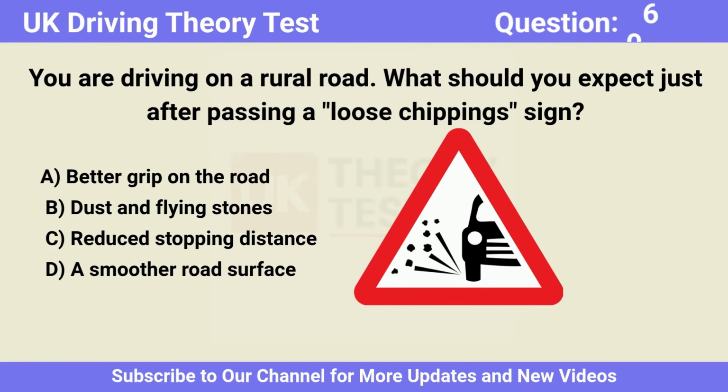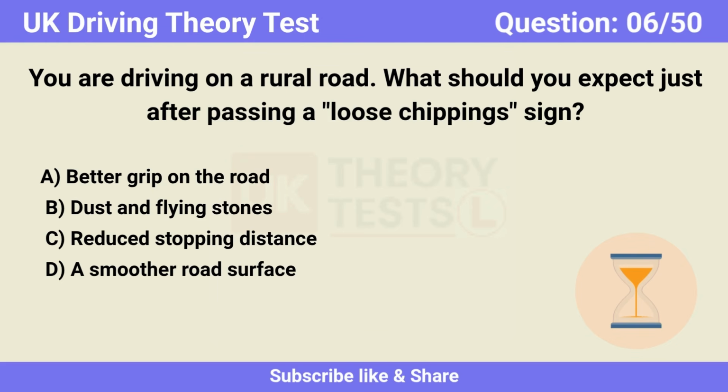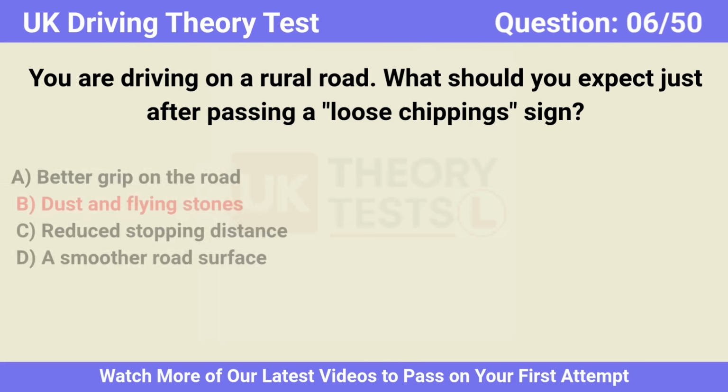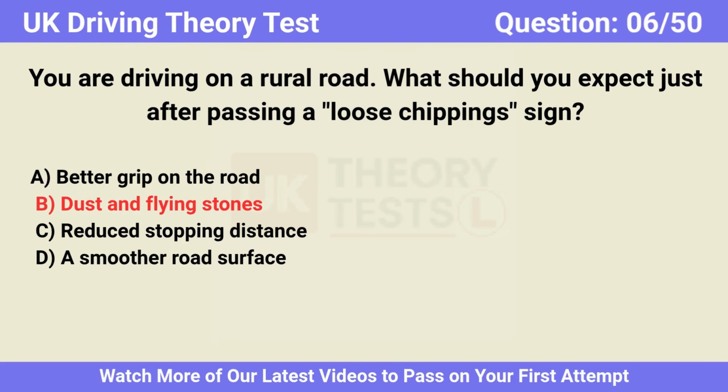You're driving on a rural road. What should you expect just after passing a loose chipping sign? A. Better grip on the road. B. Dust and flying stones. C. Reduced stopping distance. D. A smoother road surface. Correct option is B. Dust and flying stones.